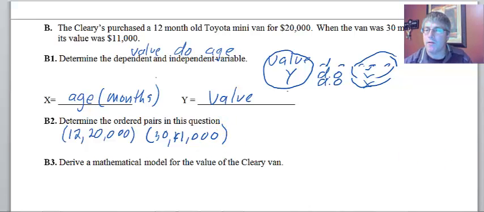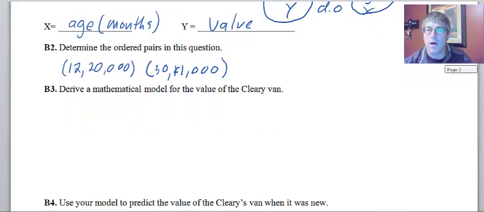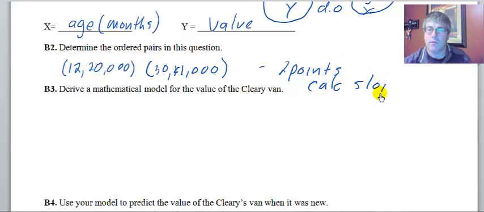Now we want to derive a mathematical model. Well, all I have are these 2 points. Well, if we have 2 points, we can always calculate the slope. And if we can calculate the slope and we have a point, we're going to use point-slope form. So let's go ahead and calculate the slope.